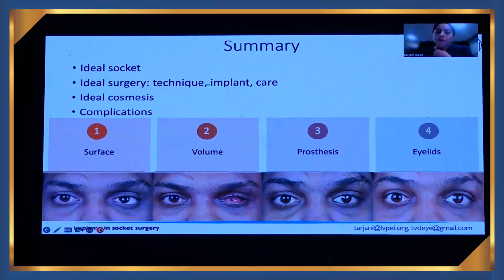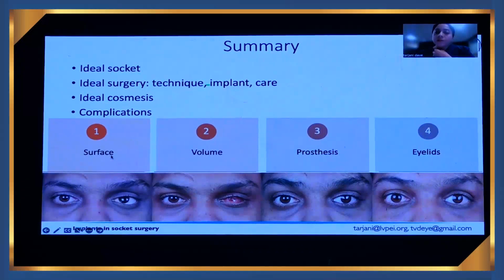In summary, I've spoken to you about the ideal socket, the surgical techniques, the implants used, the postoperative care, which is important, ideal cosmesis, which in my opinion revolves around surface, volume, prosthesis, and the overlying eyelids, and I've briefly touched upon the complications of surgery.